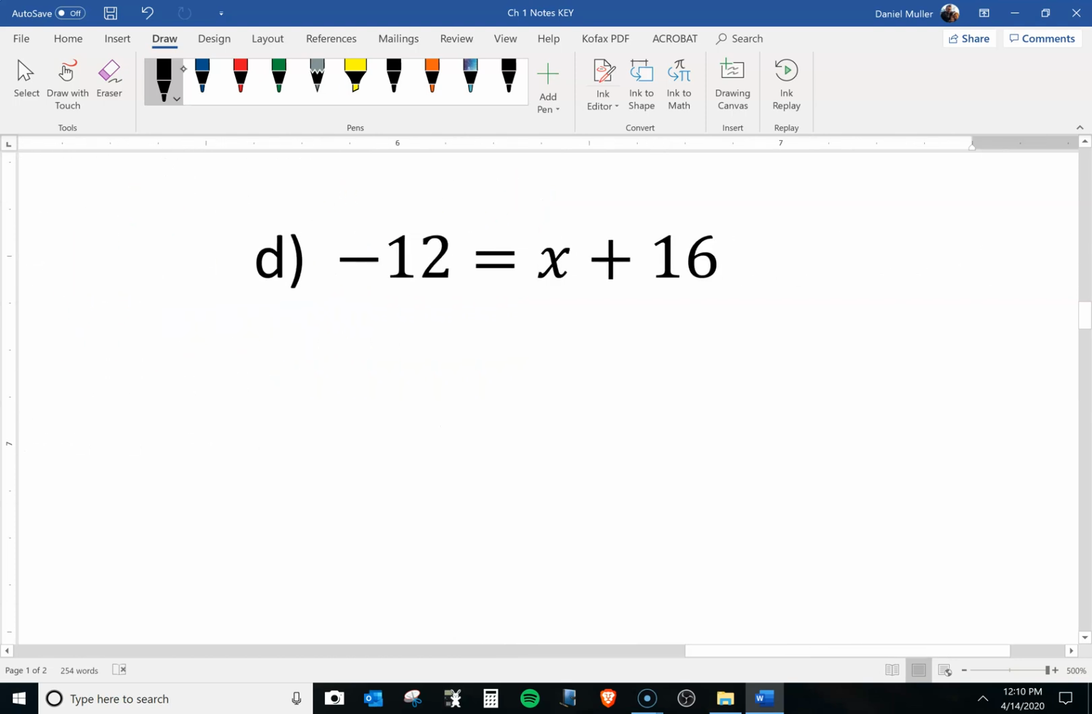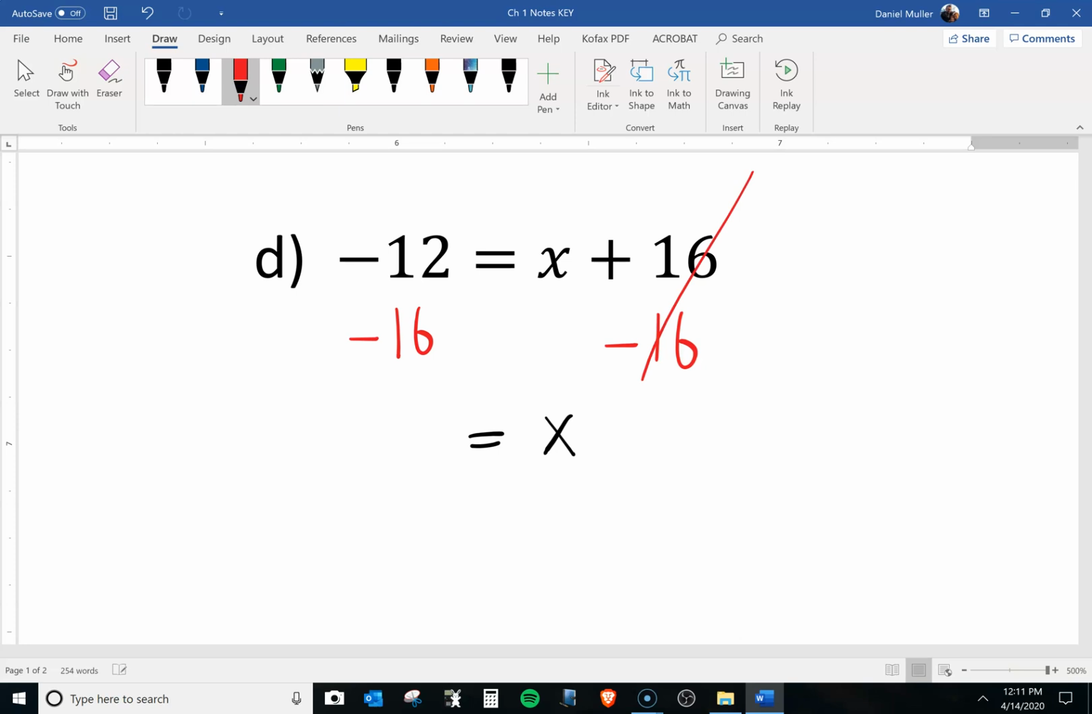All right, take a look at this. You want to get the x alone. It says plus 16. So I will minus 16 and I will minus 16. Whatever you do to the left, you have to do to the right and vice versa. So I've got my equal sign here. All I have left on the right is the x because those are gone. 16 minus 16 is 0.